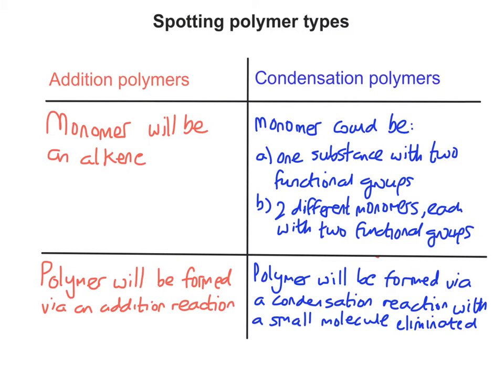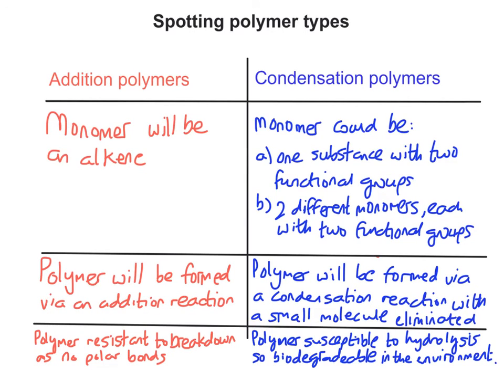So an addition polymer will always be formed via an addition reaction, whereas a condensation polymer will always eliminate a small molecule, and it will be happening via condensation type reactions. And finally, addition polymers are non-biodegradable because they don't have any polar bonds, so they don't hydrolyze or break down in the environment. But because of the types of linkages, amide and ester linkages in condensation polymers, they can be easily hydrolyzed, as we've looked at already.